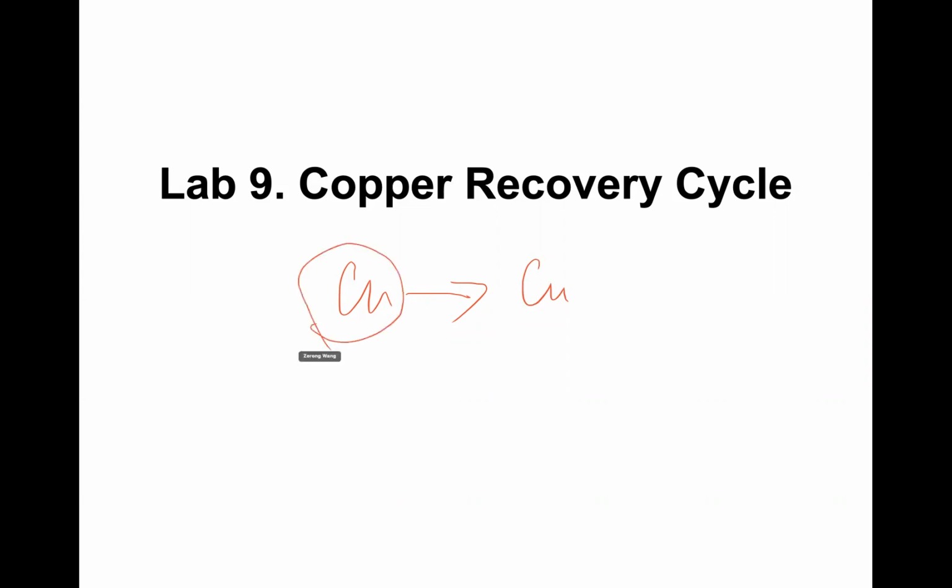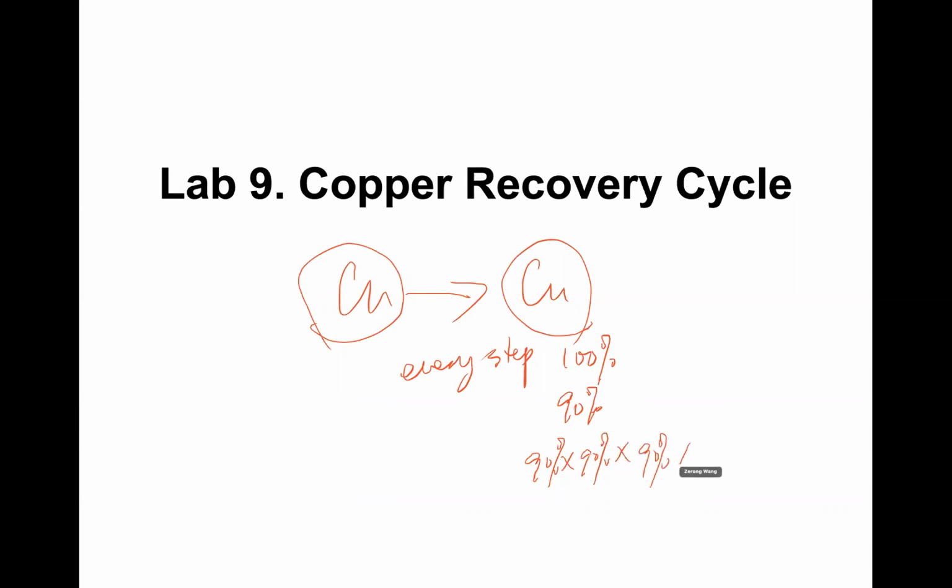Say you start with this much, and we see how much you can recover. Remember that in every step of chemical reaction, you cannot get 100% yield, right? So assume you have, say, 90% yield for every step. This roughly gives you 5 steps of reaction. So you have 90%, multiplied by 90%, then multiplied by 90%, then again by 90%. You can imagine how much you can get.